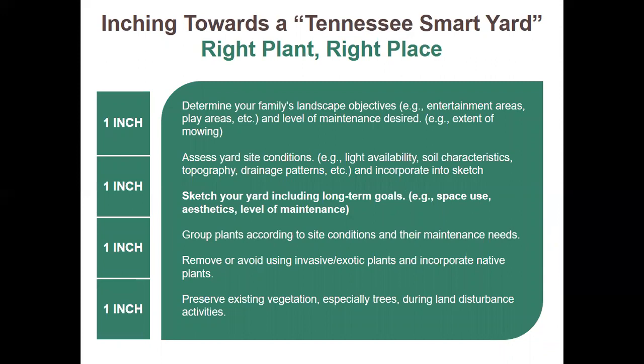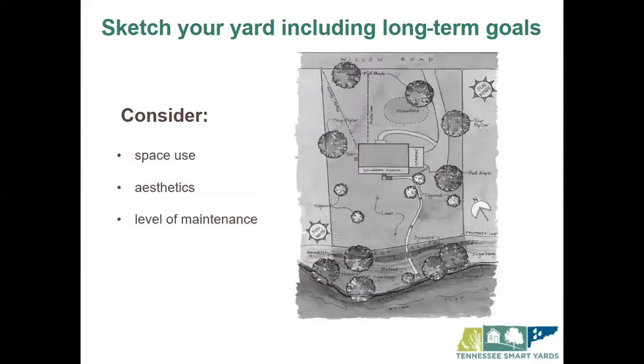The next inch is sketch a yard, including your long-term goals, what you want to do with your space, what level of maintenance, and also aesthetics of the yard. Now, this can be as simple as a black and white piece of paper, and if you want to, do different colors for where you want to have certain areas. So if you wanted to have, this is where my children are going to play, I'm going to have this as the red area. Where are my field lines at?